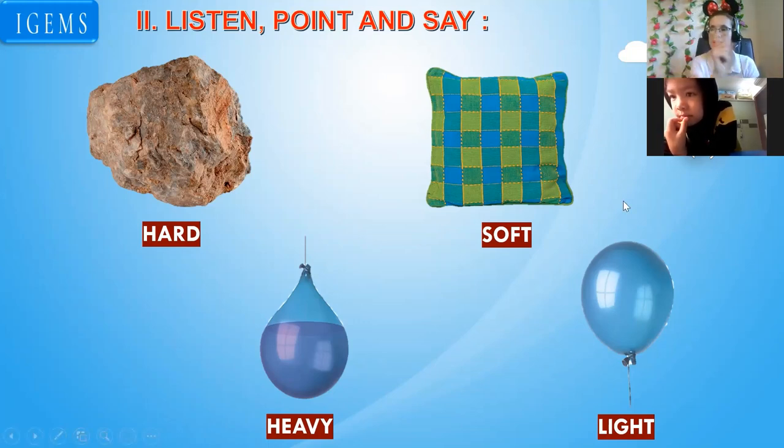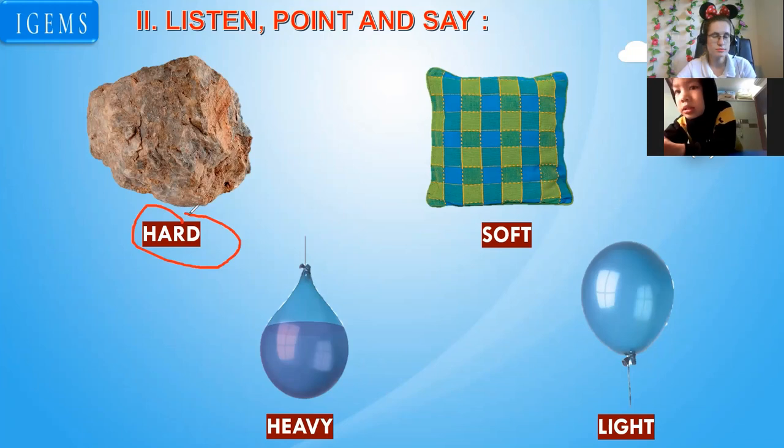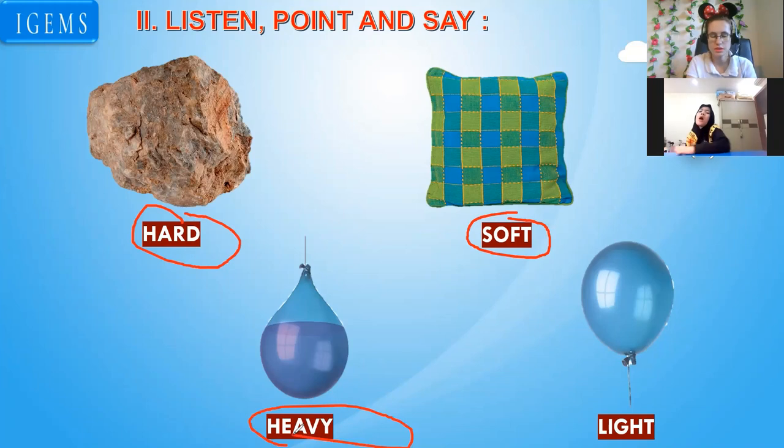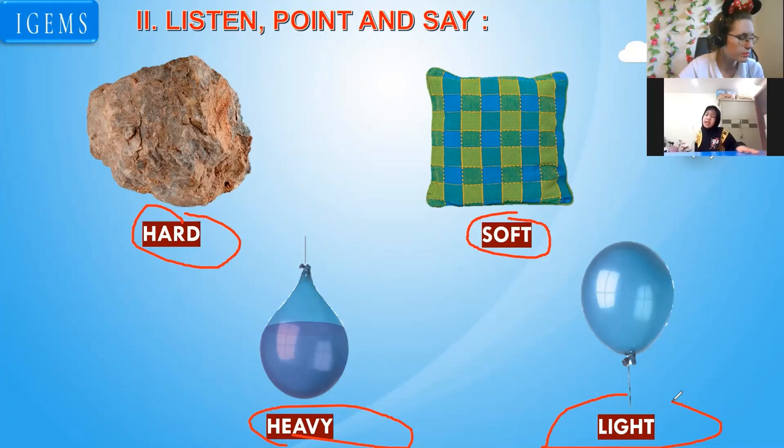B. Listen. Point and say. One. Hard. Two. Soft. Three. Heavy. Four. Light. Okay, read for me. Hard. Soft. Heavy. Light. Good job. Heavy.